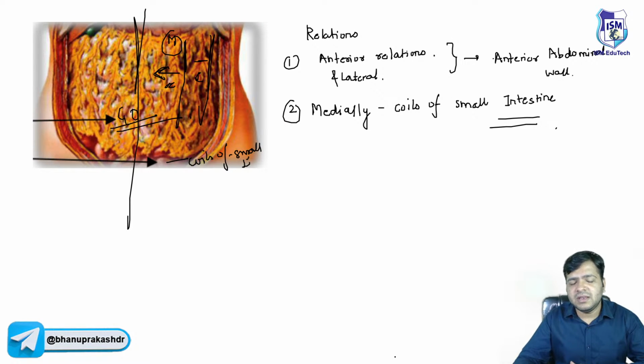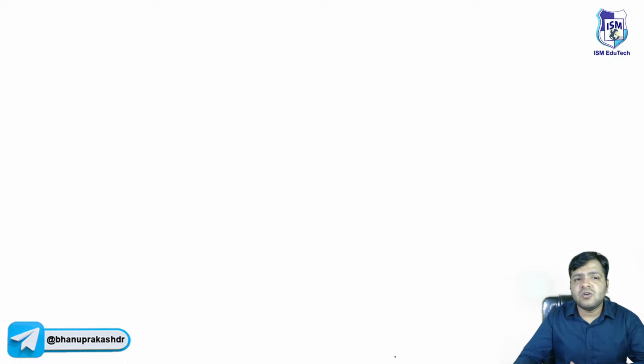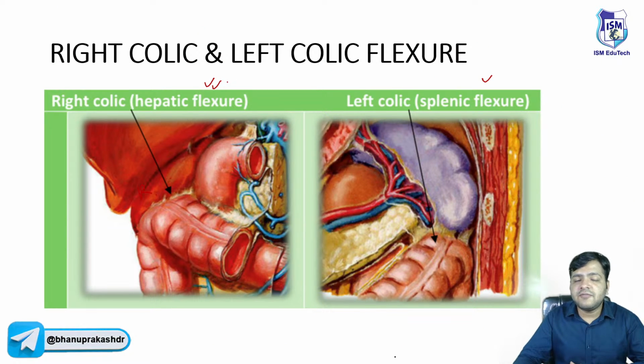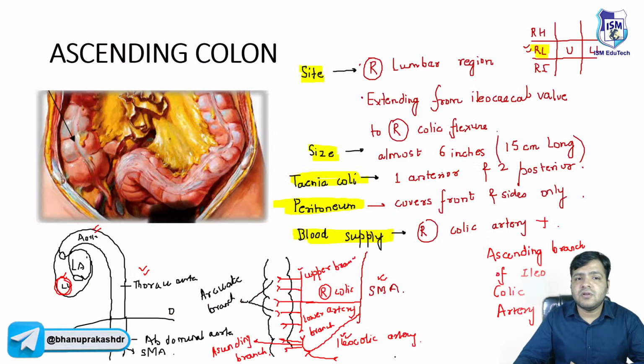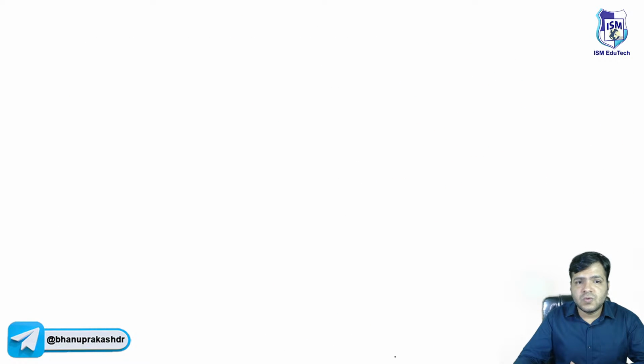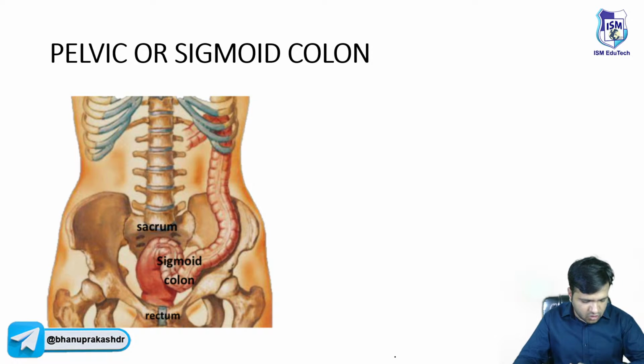Okay, the anterior and medial are very easy. Descending colon done, right colic flexure, left colic flexure done. Relations of the transverse colon, ascending colon, parts of the large intestine done. Now coming on to the pelvic or sigmoid colon. I hope everything is crystal clear to each and everyone. Just give me a thumbs up, guys, if it is clear.